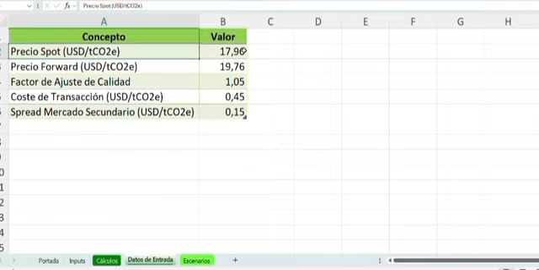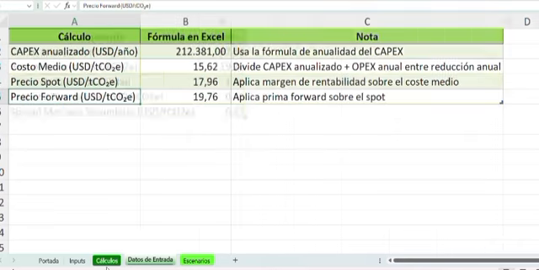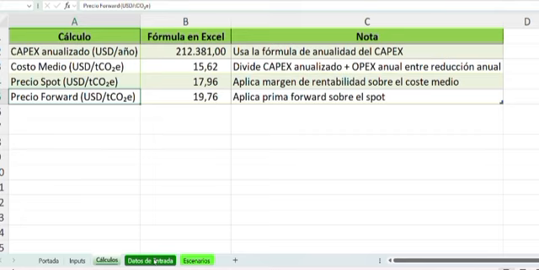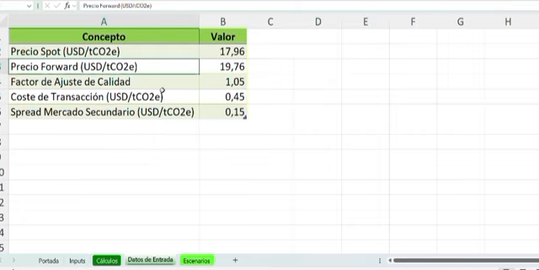In the input sheet, we can see the calculated values. Spot price, in this example, 17.96 USDs per ton of CO2. Forward price, calculated automatically by the tool. These values are then adjusted using 1. Quality adjustment factor. This depends on whether the project has an emission certificate, the likelihood of delays or early completion, the expected start date of operations, the risks associated with the project, and the risks of selling in the secondary market. This factor can be positive or negative. In our example, it is 1.05.